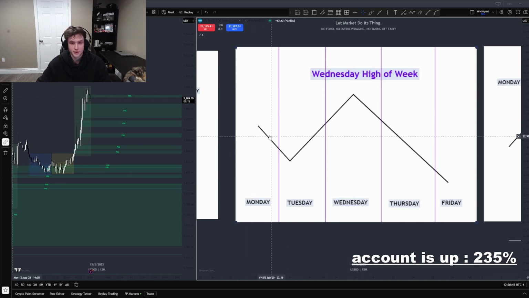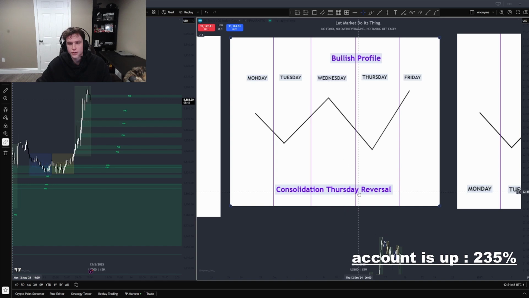This also works if Monday, Tuesday you're consolidating, right? You could be consolidating for both those days here, and then be creating that sweep here to create that AMD type of move where you accumulate here, you manipulate on the Wednesday high, and then you start distributing after on the Thursday and Friday.